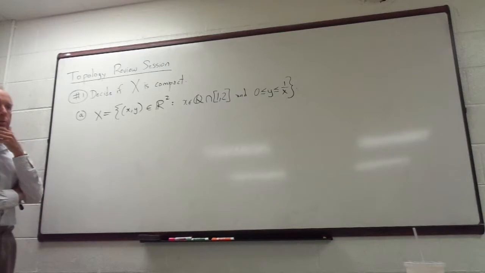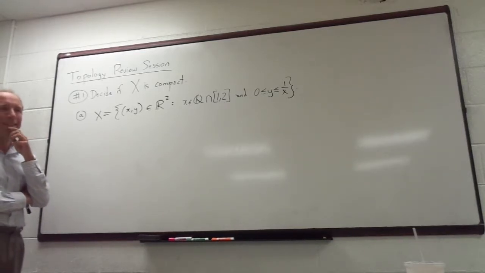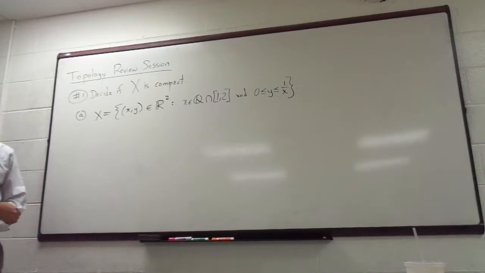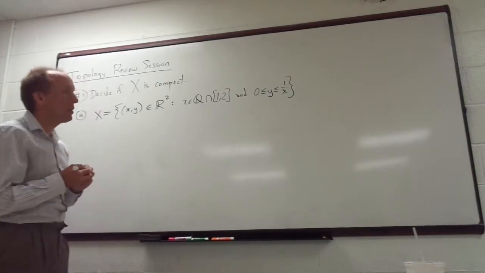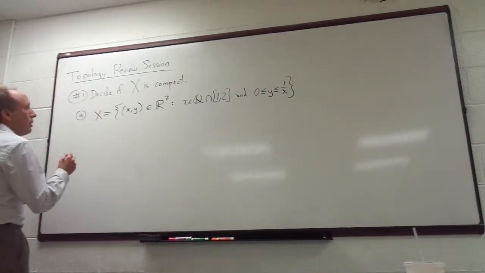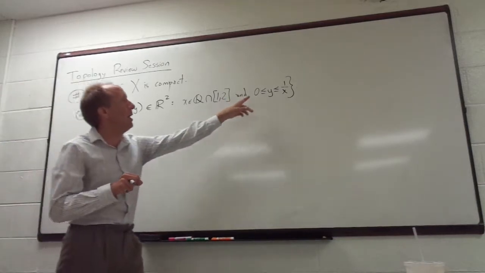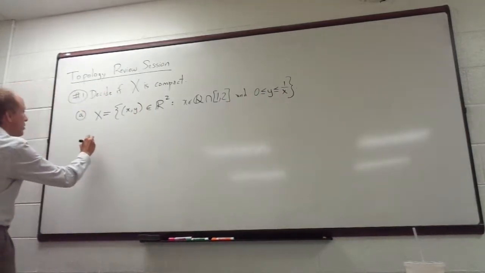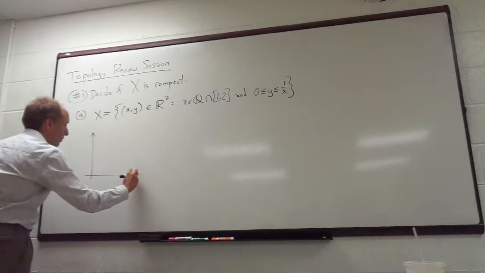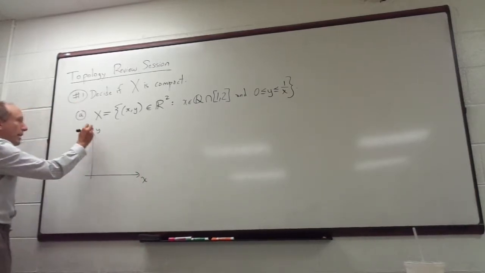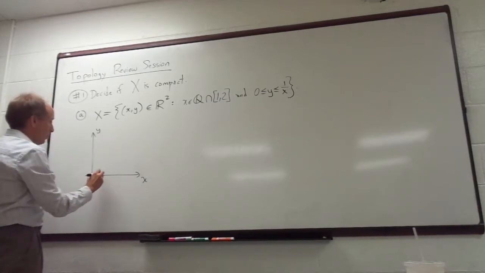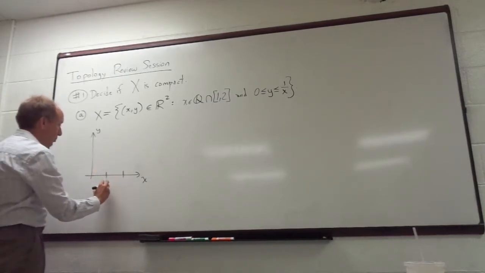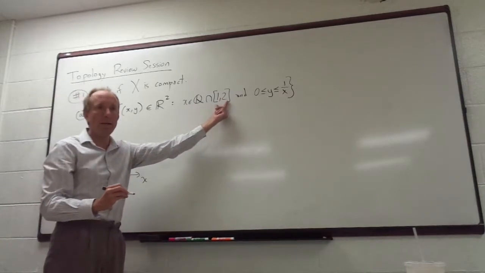So any ideas what we should do? What would you do first? Yeah, I would probably draw a picture of it. That's probably a good idea. Let's see if we can draw a picture of this. You can clearly see that x and y are both positive, so in my picture I'm only going to draw the first quadrant of my xy plane. We're really interested in x values between 1 and 2. We can see that right here.